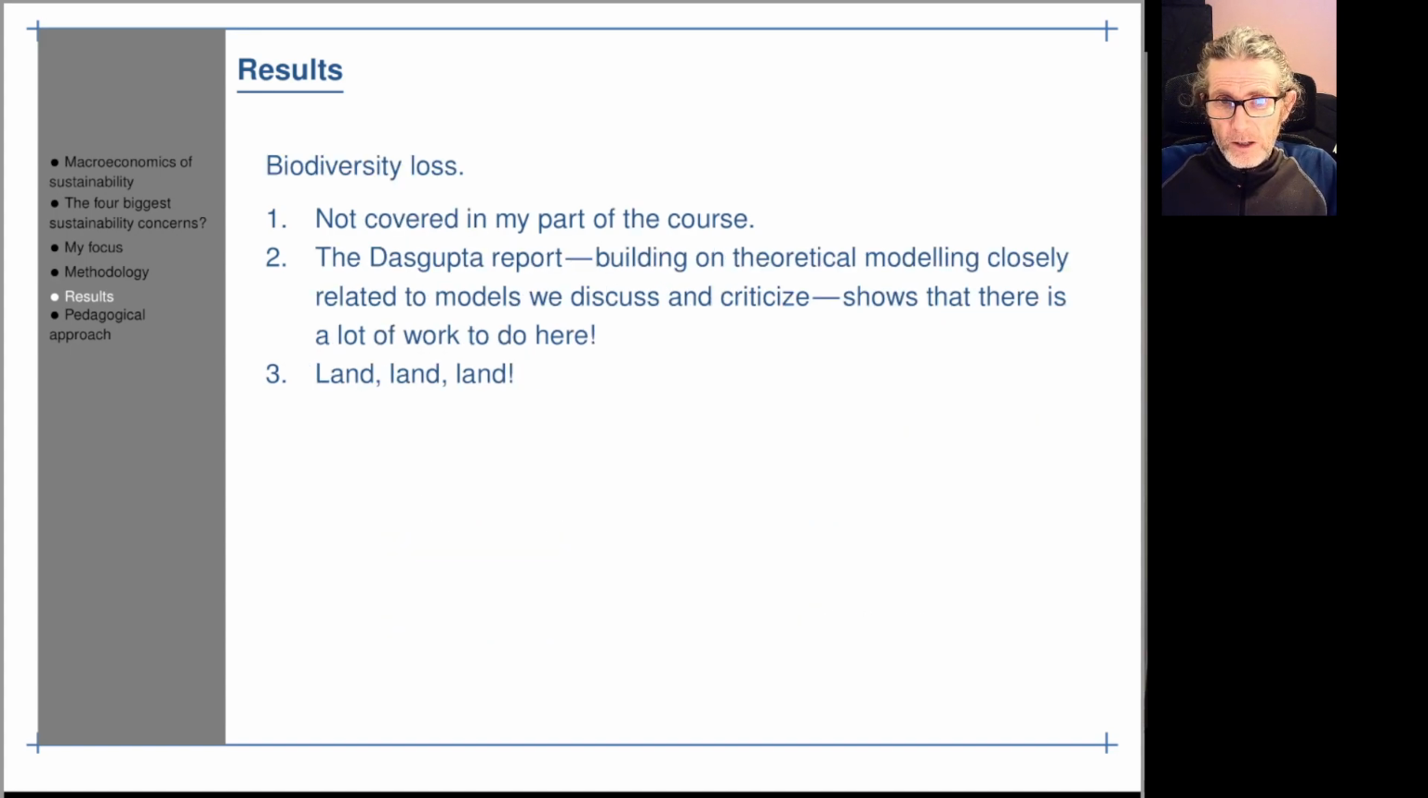Biodiversity loss, also not covered in my part of the course. I might just mention the Dasgupta report, the modeling in which shows that we've got a long way to go in understanding the economics of biodiversity loss. But a key feature for biodiversity is land. Like, what do we choose to use the surface area of the earth for?